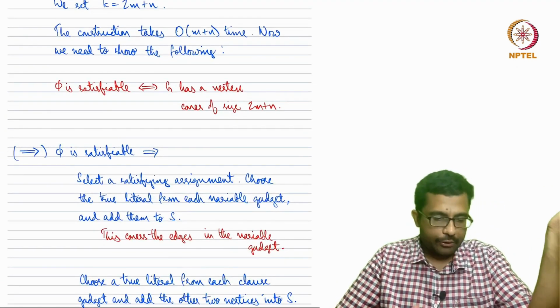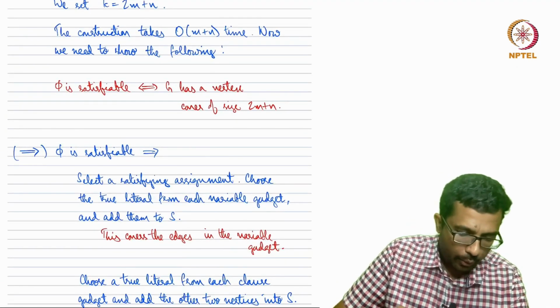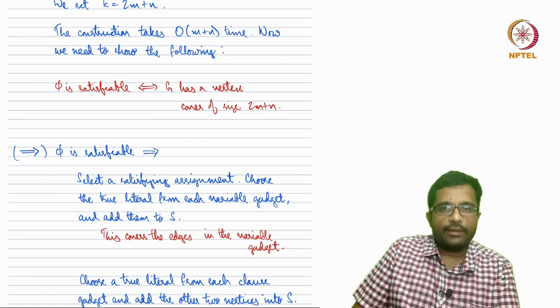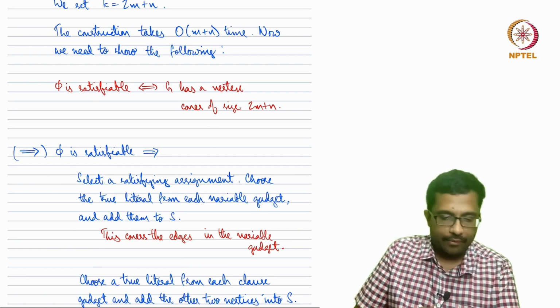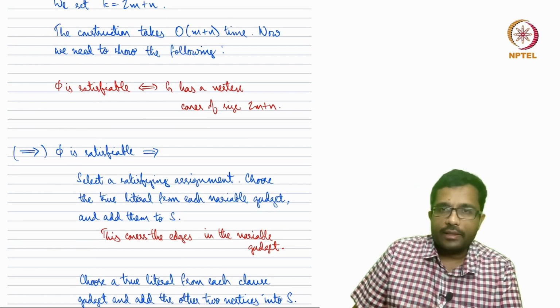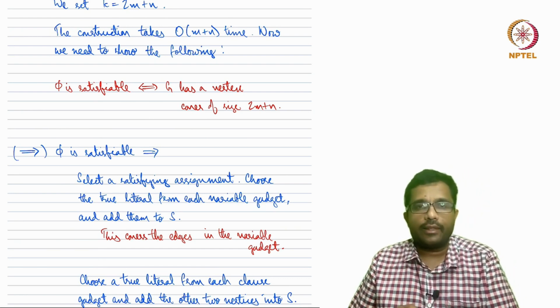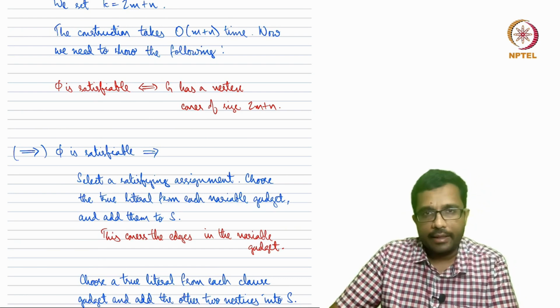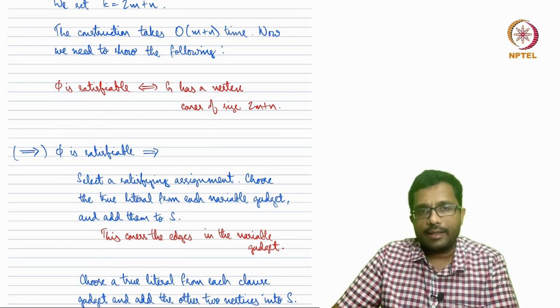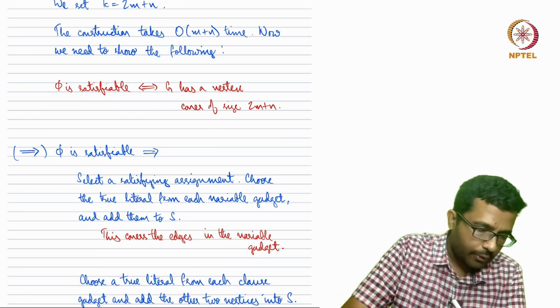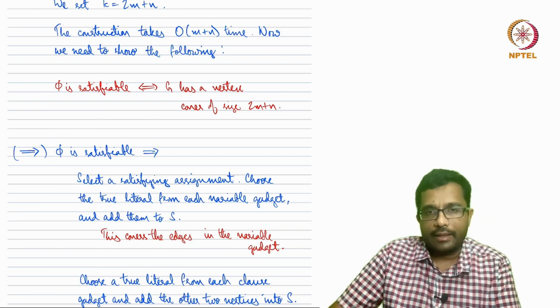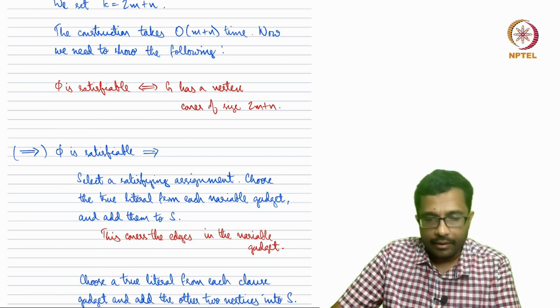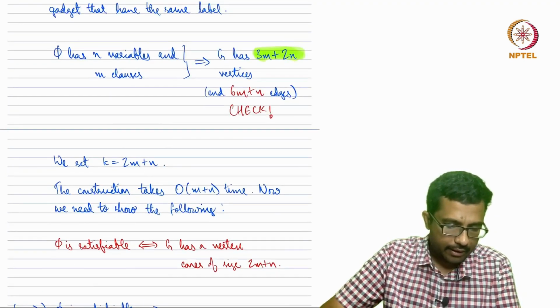Now we have two directions to show, right? One is that if the formula is satisfiable, the graph has a vertex cover of size 2m plus n. The other is the opposite direction: if the graph has a vertex cover of size k, which is 2m plus n, then the formula is satisfiable. So first let us see the forward direction. If the formula is satisfiable, the graph has a vertex cover of that size.